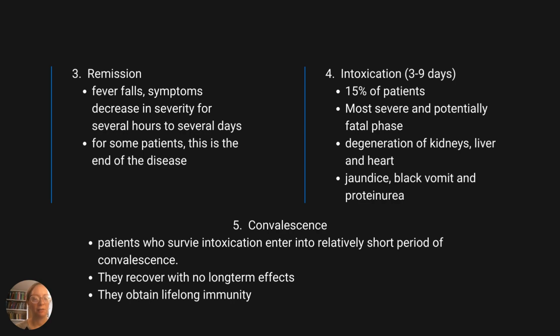The 5th phase of yellow fever is convalescence. People who survive intoxication enter into a relatively short period of convalescence. They recover with no long-term effects, and they obtain lifelong immunity to the yellow fever virus.